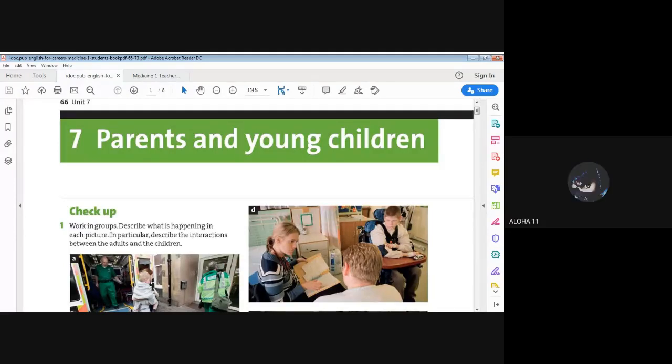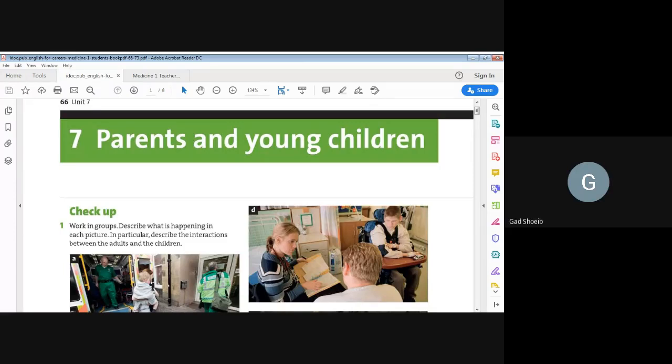Let's move to picture C. Picture C, what do you think? Boys or girls? Who can tell me? Picture C. Giving the children an injection. Excellent. Who's talking? Razan or Isra? Dana. The last one, Dana.